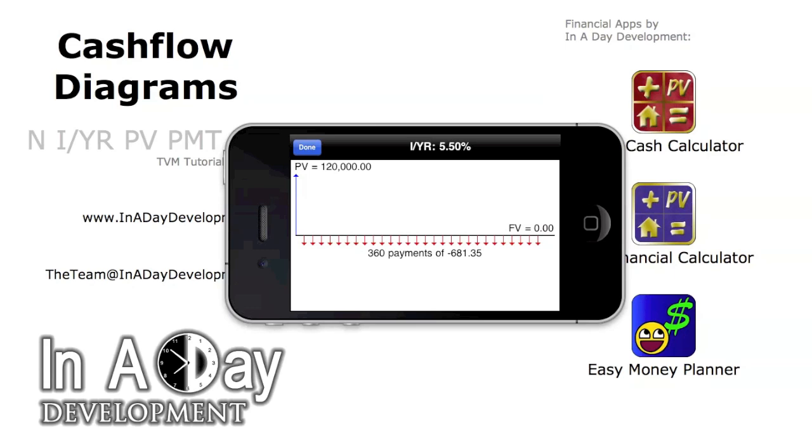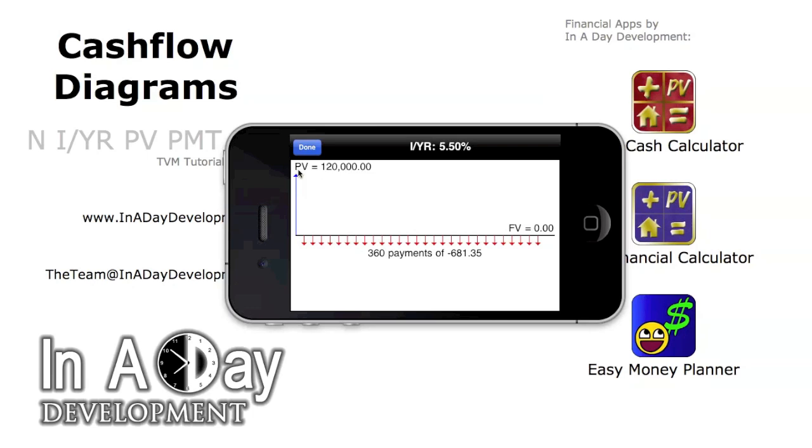All of your TVM values are represented here on the graph. The graph represents time advancing from left to right and money as up and down arrows. N is shown here describing the number of payments on this loan. IYR is shown up here. Since PV is present value, it is shown all the way to the left.